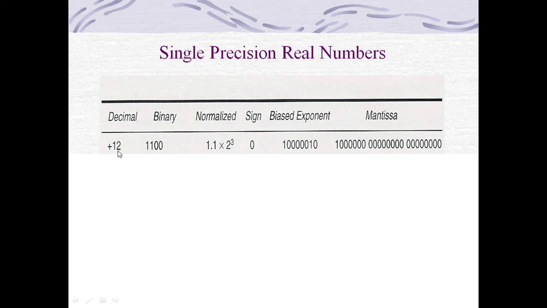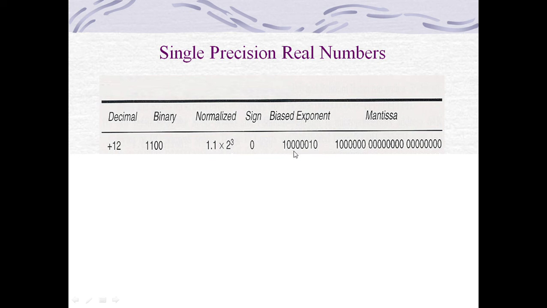So what we do is first convert the number 12 to binary, then convert it to normalized form, and then we can generate the bits of the 32-bit data. As we have a plus sign, the sign bit is 0, and we have the exponent, which is 3, and 3 in binary is 00000011, and 127 in decimal, or 7Fh, is added to this 3, and at the end we get 10000010.